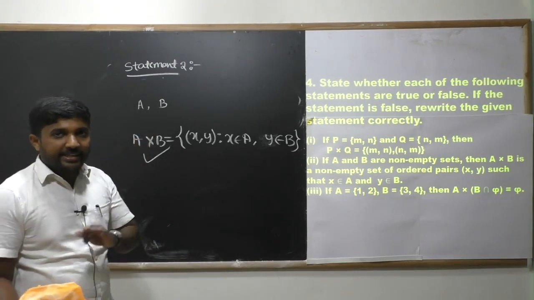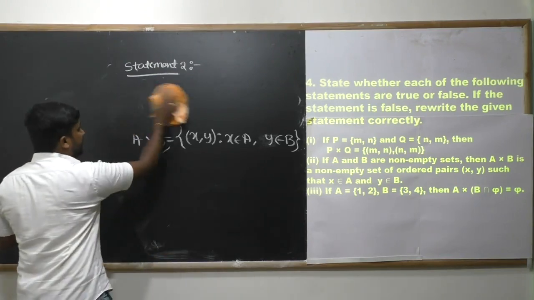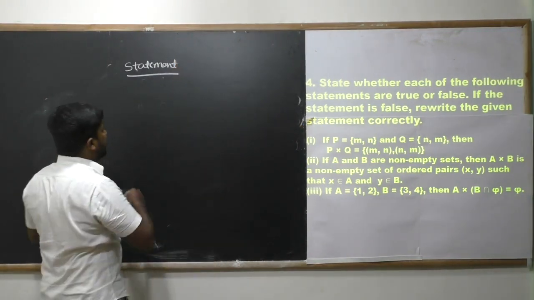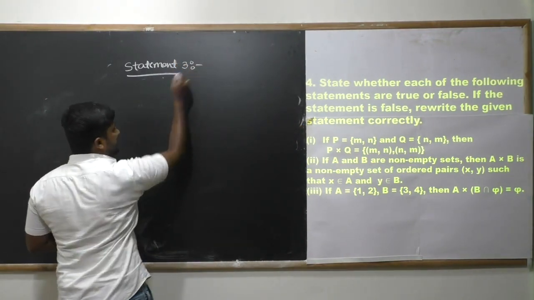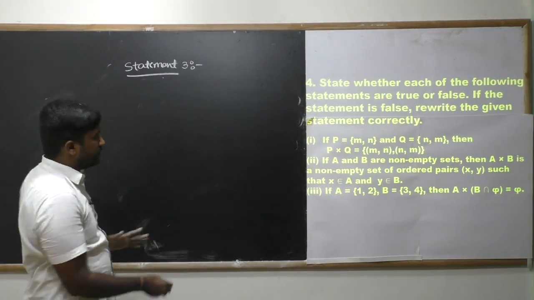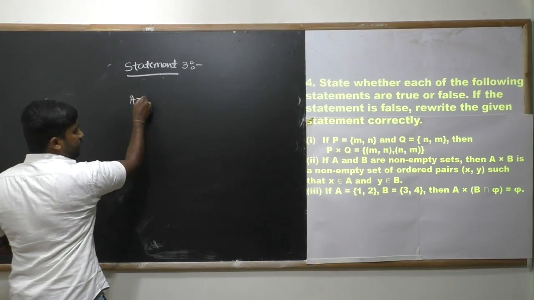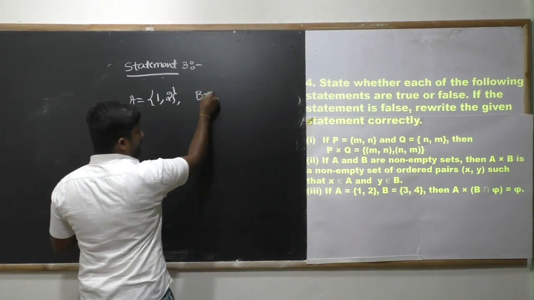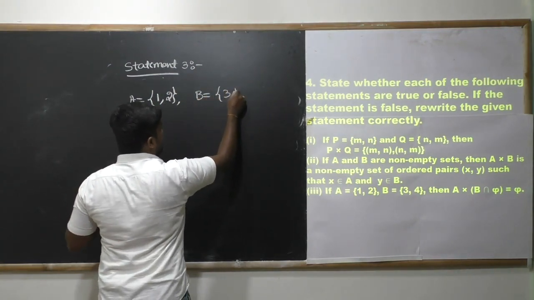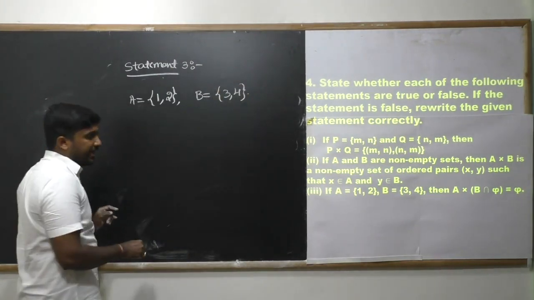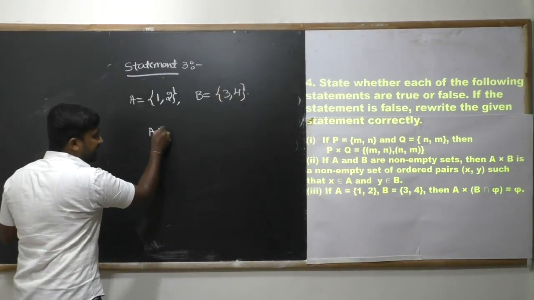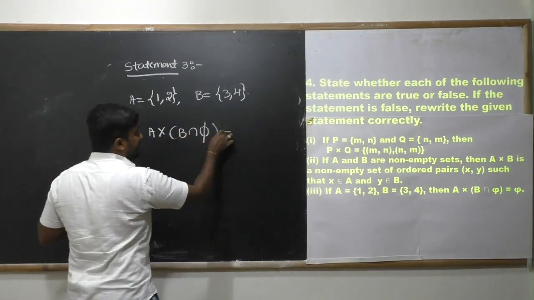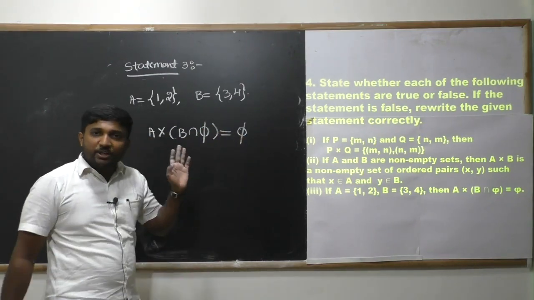Second statement is correct, there are no corrections here. Now I take statement 3. Statement 3 is, if A is equal to the set with elements 1, 2, and B is equal to the set with elements 3, 4, then statement 3 says A cross of (B intersection null set) is equal to null set. Is it a true statement?